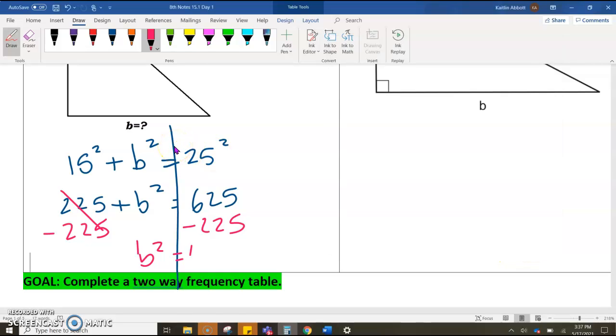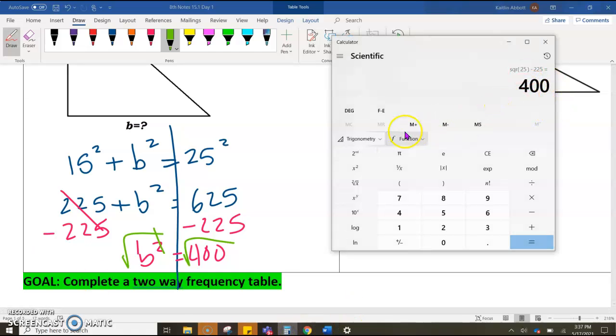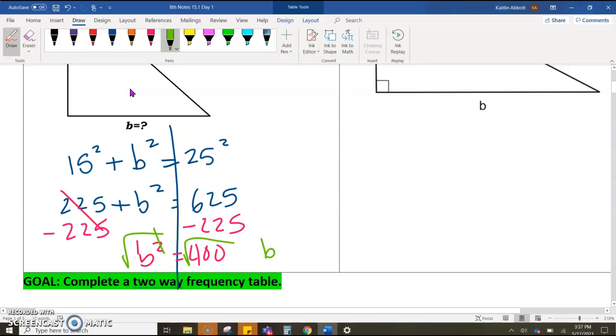equals 400. Last but not least, I need to do the square root because I got to get rid of this little baby 2. I got to get rid of the power of 2. So to get rid of the power of 2, I need to take the square root of each side. So that gets rid of the little squared, and now I need to find the square root of 400. So I got 400 here. I'm going to take this as the square root. And we get 20. So we are left with b equals 20.